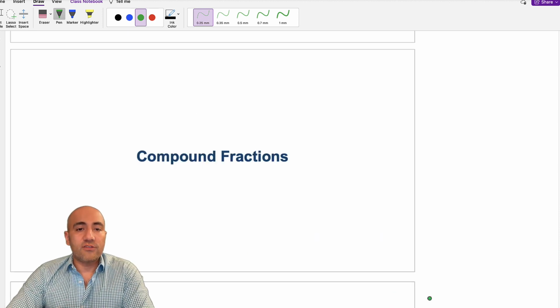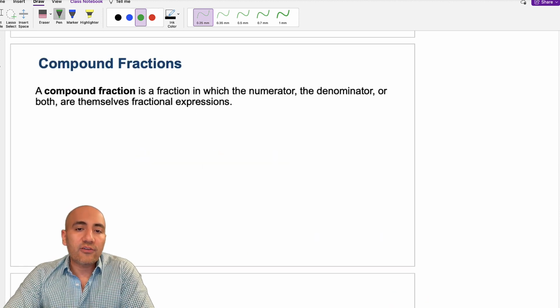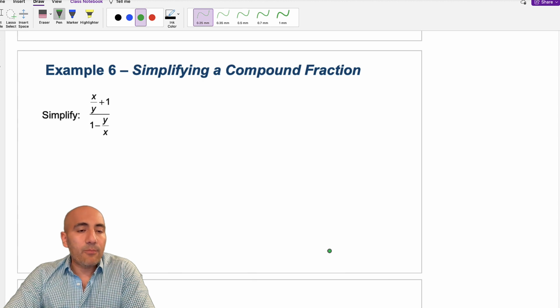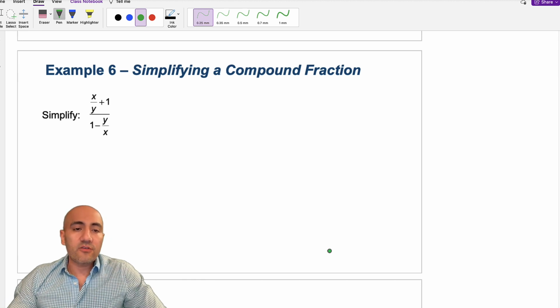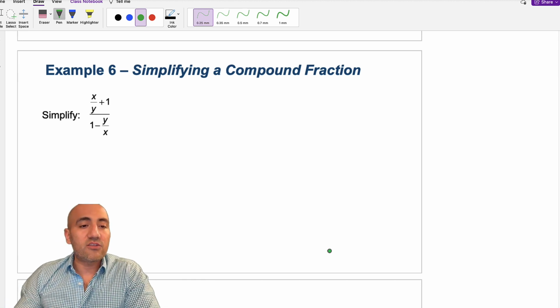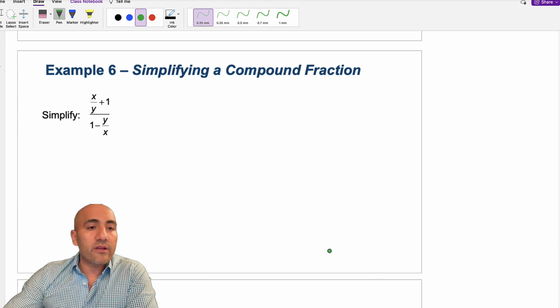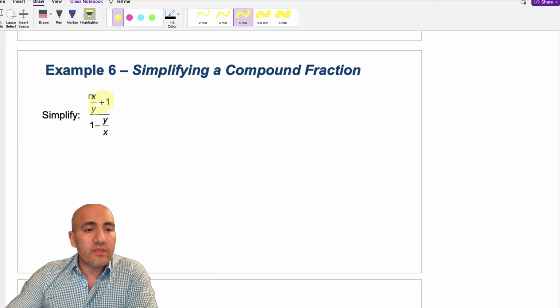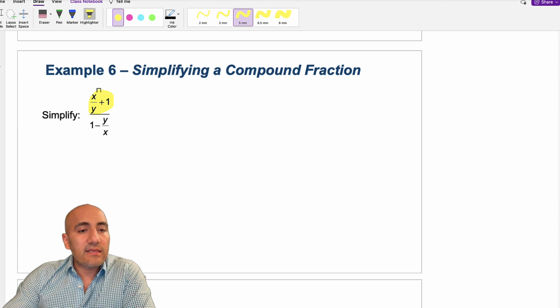Okay, compound fractions. A compound fraction is a fraction in which the numerator, the denominator, or both are themselves fractional expressions. For example, we might be asked to simplify something that looks like this. Okay, so when we have something that looks like this, there's a couple ways in which you can approach this. The first way is to kind of think of them as two separate things. Work with the numerator, work with the denominator, right? So just work with this, simplify it, combine it, get it to be a single fraction.